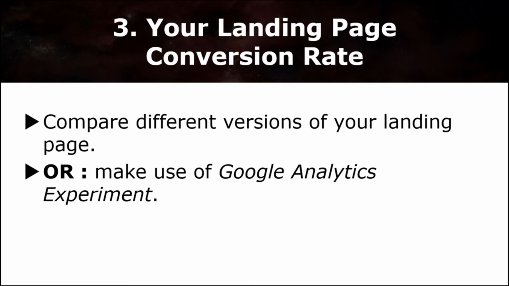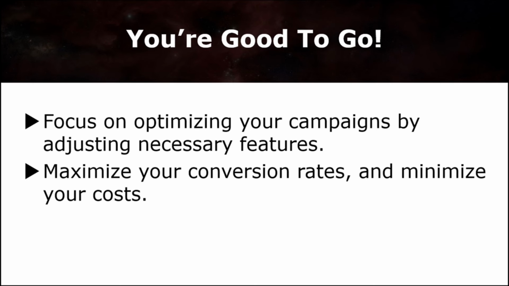Finally, check your landing page conversion rate. This is done by comparing different versions of your landing page. But don't fret, there is a shortcut to this method. What you can do is make use of the Google Analytics experiment, where it's easy and free. The tool enables you to test any slight change or variation to your website, which enables you to measure which landing page generates the most conversions. You're now good to go.